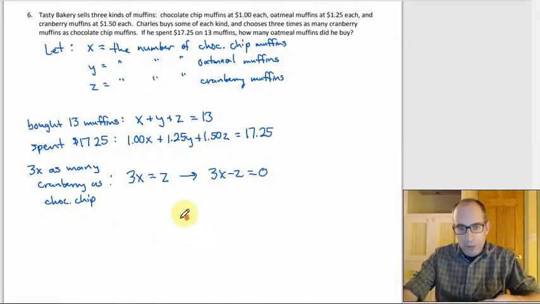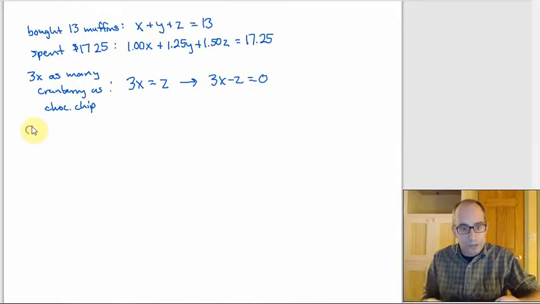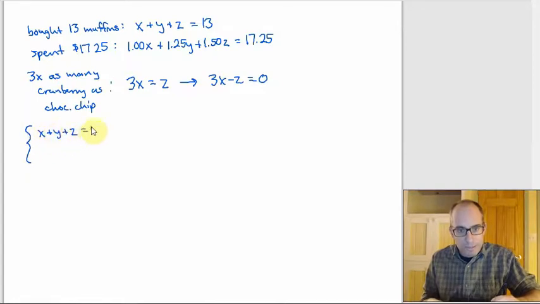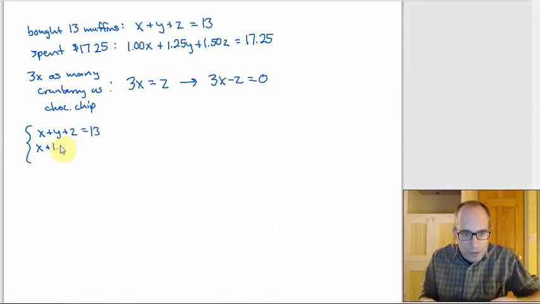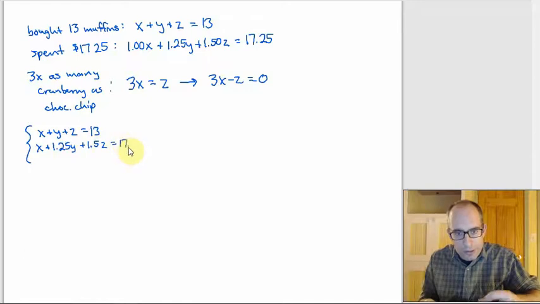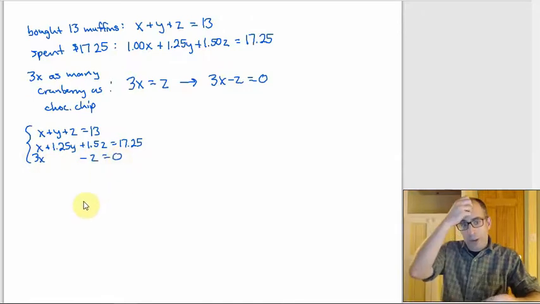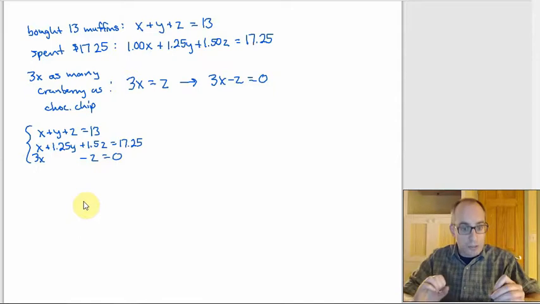Okay. Well, now we have our system of equations. Because we've got x plus y plus z equals 13. And we've got x plus 1.25y plus 1.5z equals 17.25. And then the other one is that 3x minus z equals 0. Okay. And now it's three equations with three unknowns.